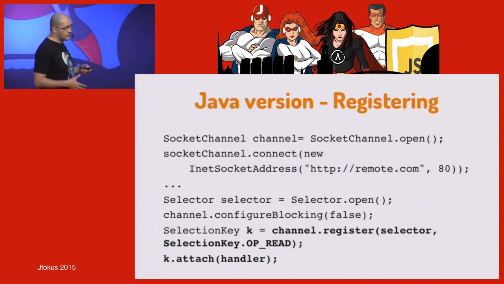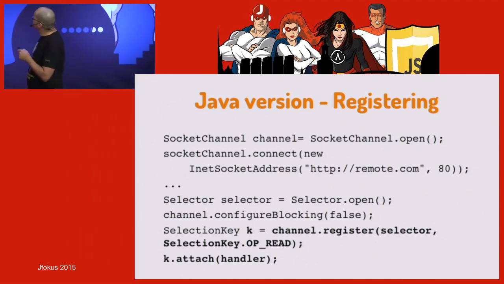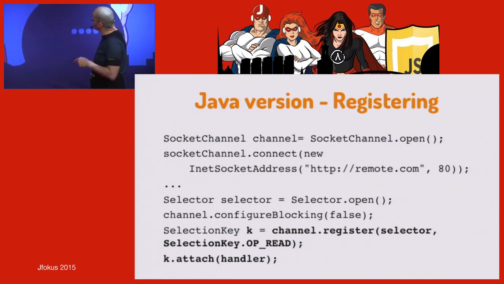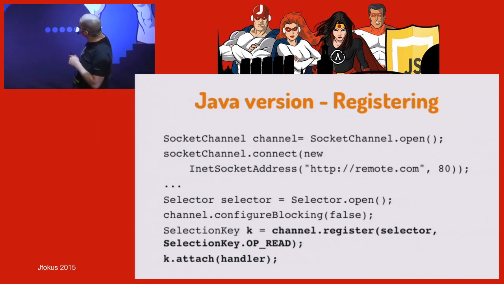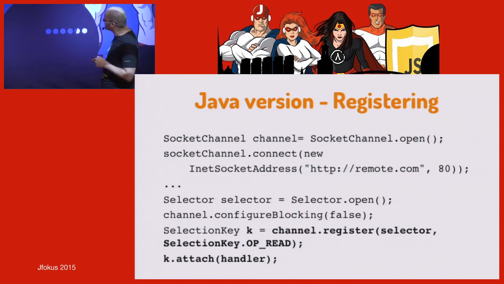So the first part is creating a socket channel, etc. That's okay. And here is the interesting part. We have a selector, and then we say you shouldn't be blocking at all. This is the whole idea: not blocking concurrency. And then here comes the registration, right?